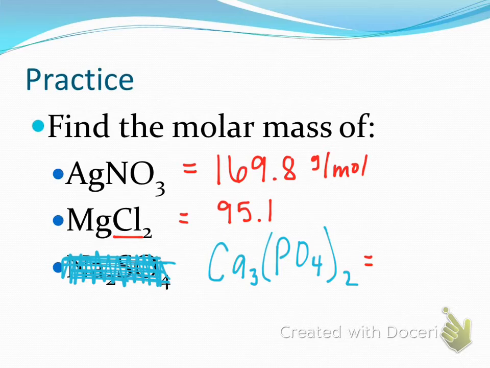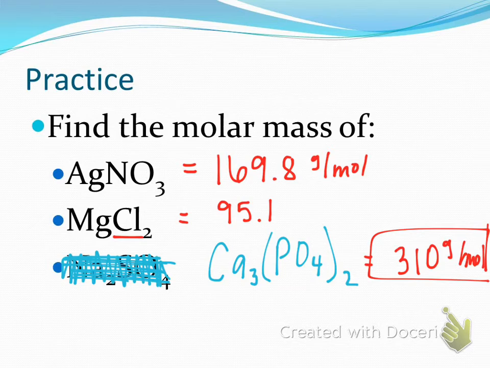All right, last one. Bailey, what'd you have? 310 grams per mole. Raise your hand if you had 310. Raise your hand if you went 3 for 3. Good. On this one, how many calcium atoms did we have? 3. How many phosphorus atoms did we have? 2. And how many oxygen? 8, not 6. We had 8 oxygen atoms. So 8 times 16 there. So we should have had a total of 310.